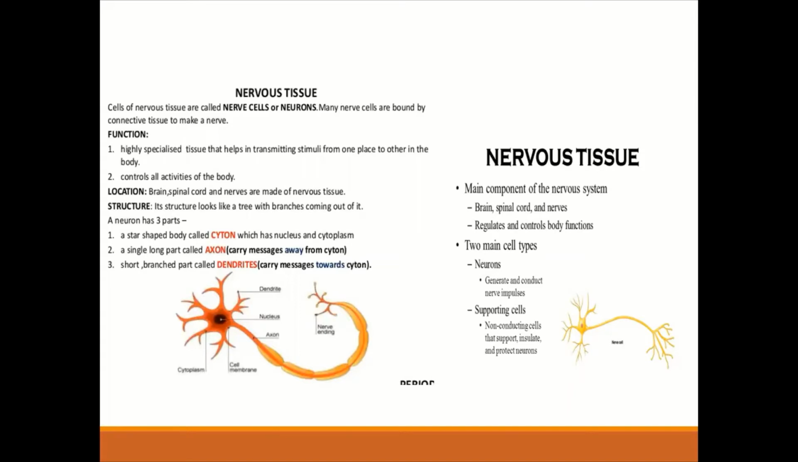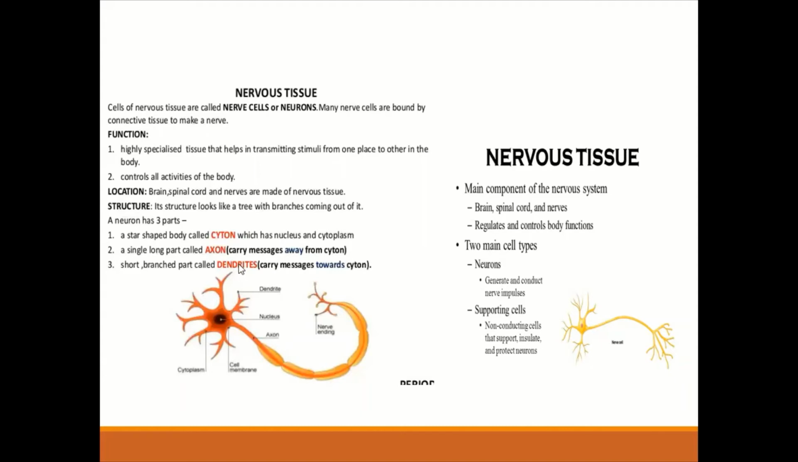Now, what are the locations for this nervous tissue? Number one is your brain. Number two is your spinal cord. And number three is nerves that are made up of nervous tissue. So, boss, brain, spinal cord, and nerves. These three are the main parts of our nervous system, and nervous tissue is found in all these parts.